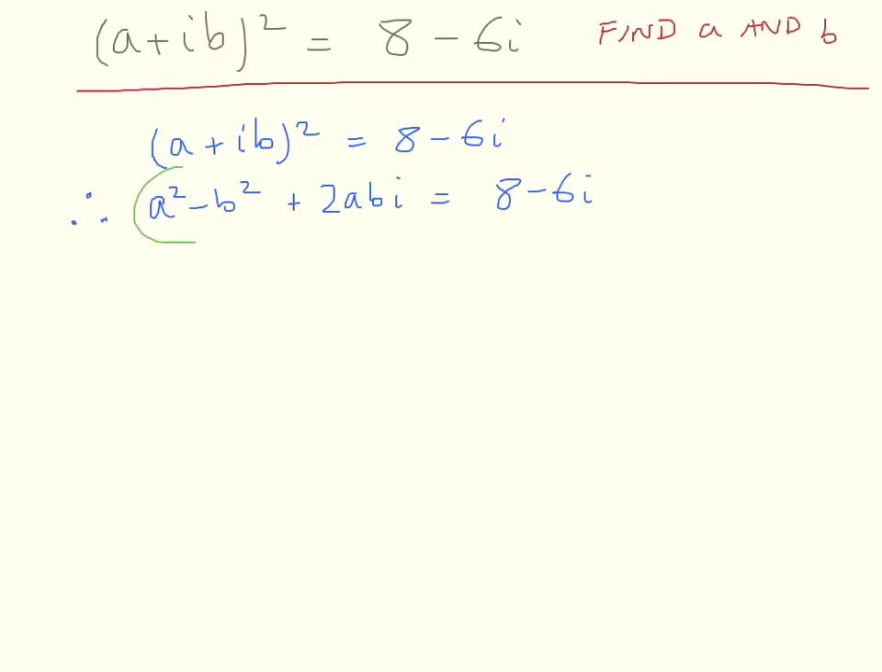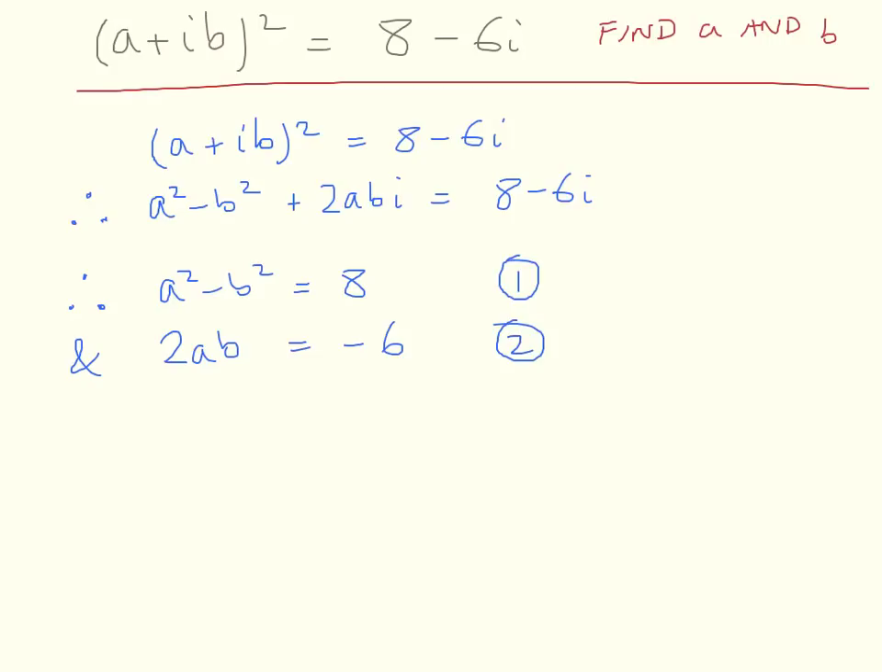The real part on the left must be equal to the real part on the right, and the imaginary part on the left, 2ab, should be equal to the imaginary part on the right, minus 6. Remember, the imaginary part on the left is 2ab, not 2abi. This is the equation we get by equating real parts, and this one comes from equating the imaginary parts. We now have two simultaneous equations in two unknowns, so we should be able to solve for a and b. Label them 1 and 2.